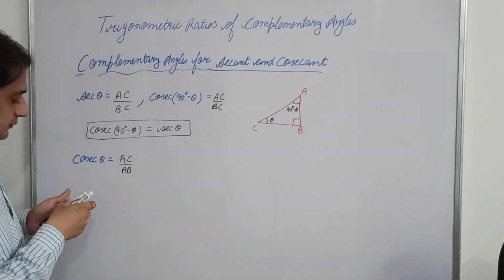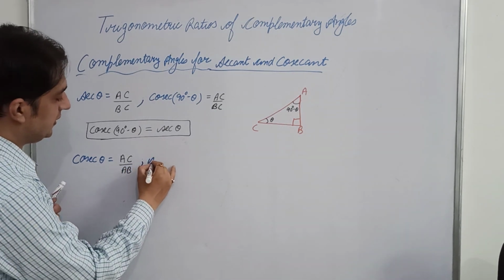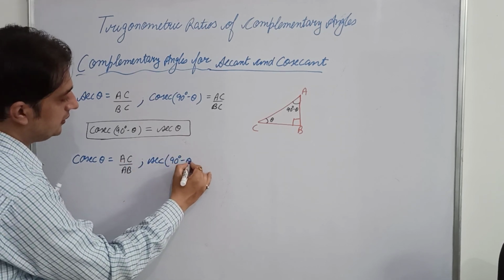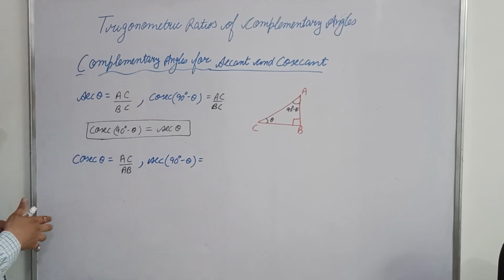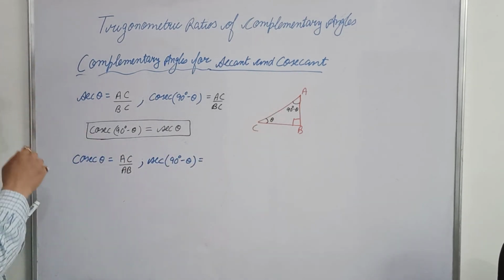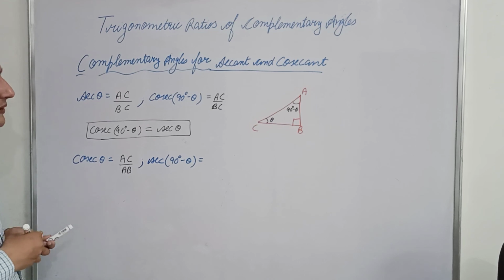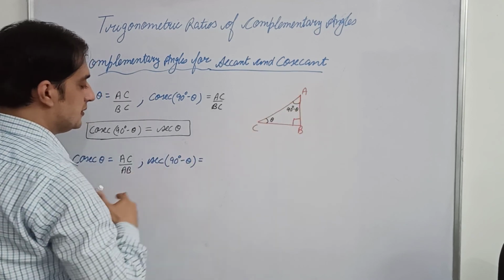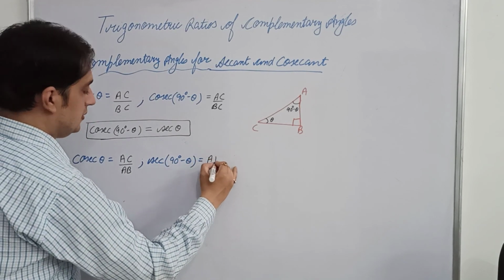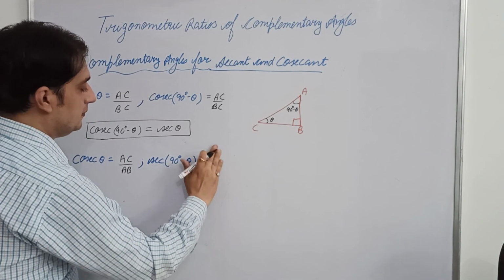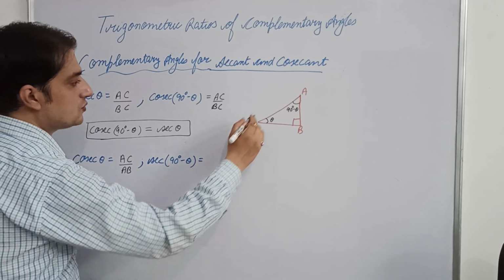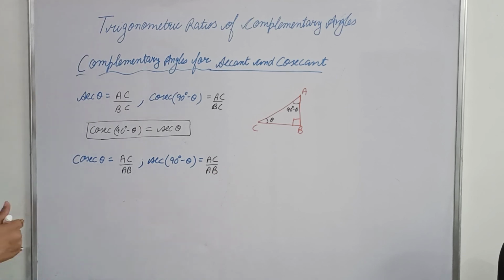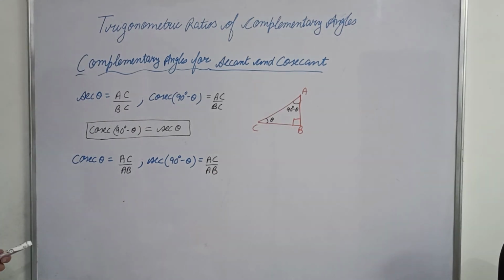And the value of secant for its complementary angle, that is 90 degrees minus theta. So what is that value for this angle? Secant is the reciprocal of cos. Cos is base by hypotenuse, so this is hypotenuse by base. For this angle, the adjacent side is the base, that is AB. So hypotenuse is AC and base is AB. See, the two values are again the same.